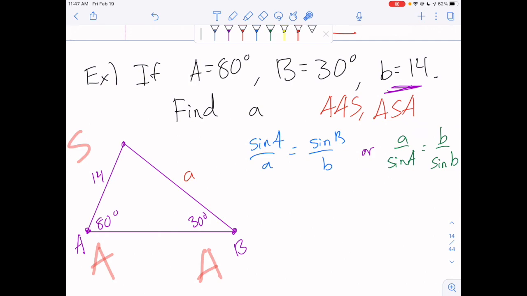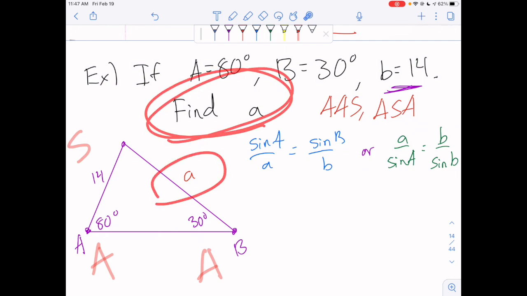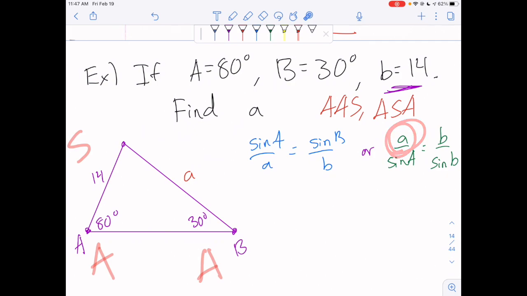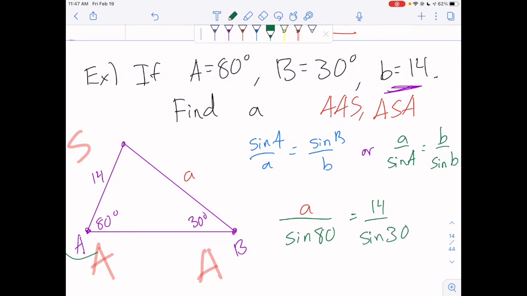Okay, the reason for that is because we're trying to solve for a. And if we're trying to solve for a, it's easier that a is in the numerator. This a is at the bottom, so you kind of have to switch things around, which could just complicate things. But for our case, this a is already nicely on top. So we can do that. So I have a over sine 80, which is my angle A here, equals my b, in this case b is 14, over sine 30, okay?